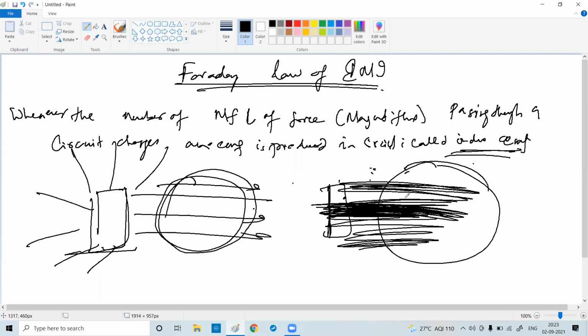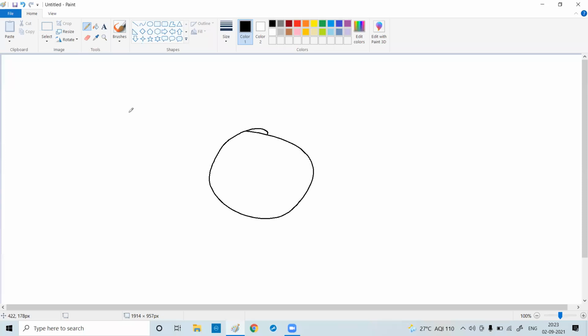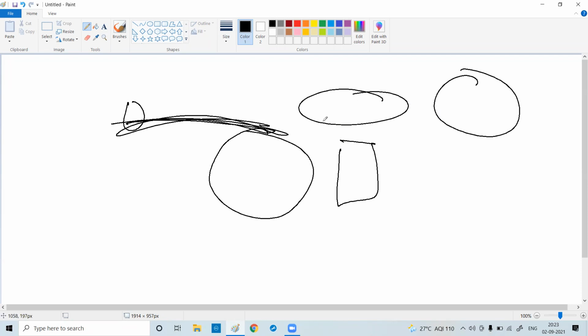Clear? Is it clear? Yes, sir. The induced EMF will be produced only if you change the magnetic field lines. So you can do it in two ways. Either you keep the circuit constant and you hold the magnet and shake it, or you keep the magnet constant and you move the circuit up and down. In either way, the magnetic field lines passing through this circuit will change. Agree with me?